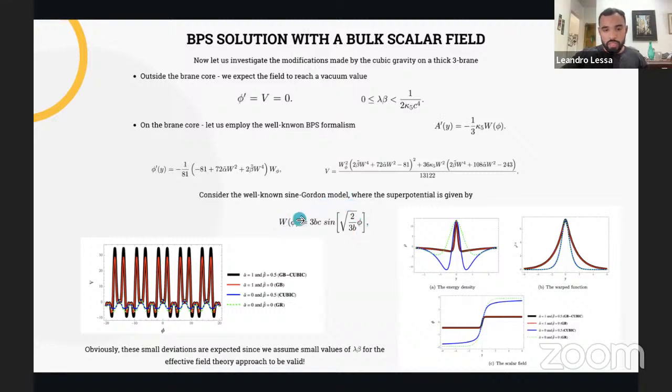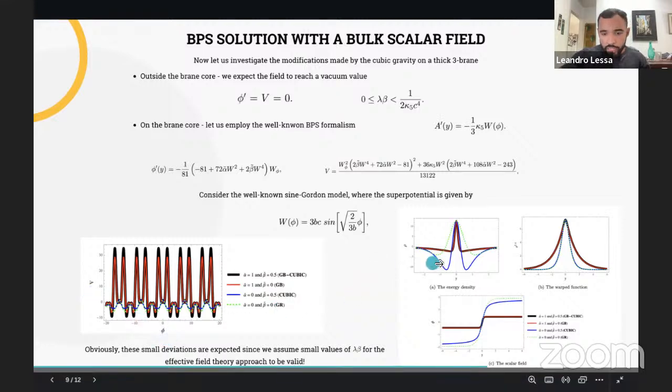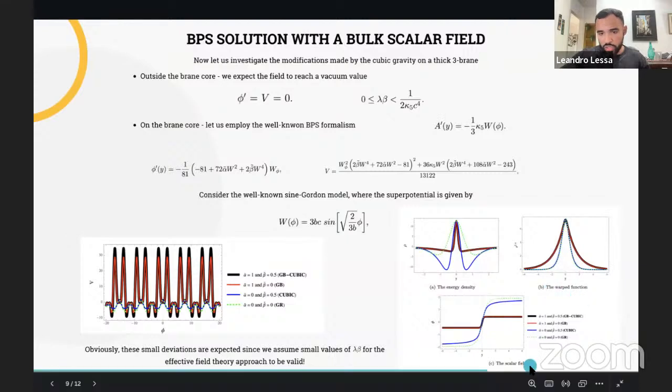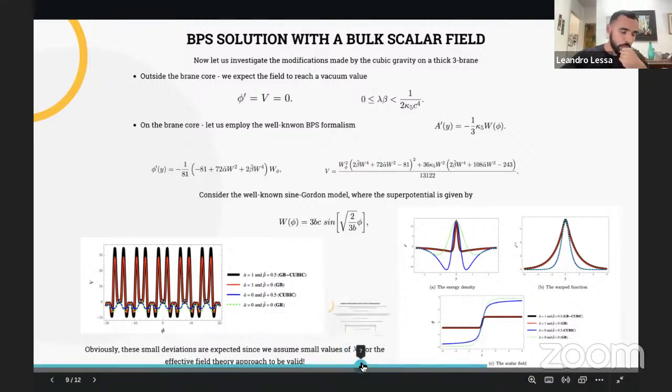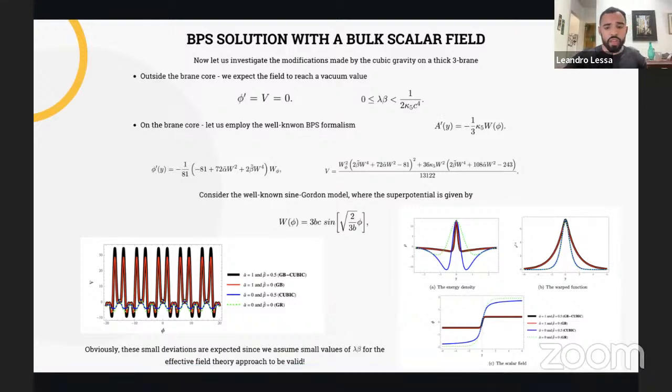If you replace this function inside these two equations, you can construct some graphics. We have, for example, here the potential as a function of the scalar field. Here the energy density, warp function, and the scalar field. You can see here there are more deviations in relation to general relativity, but it's obvious because more deviations are expected, since we assume a small value of the cubic coupling for the effective field approach to be valid.